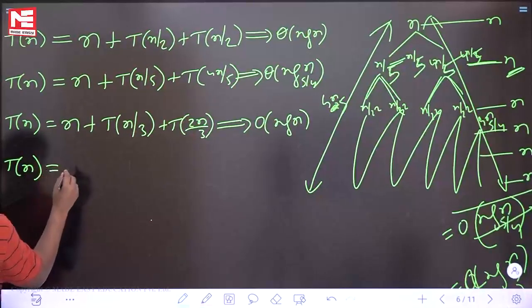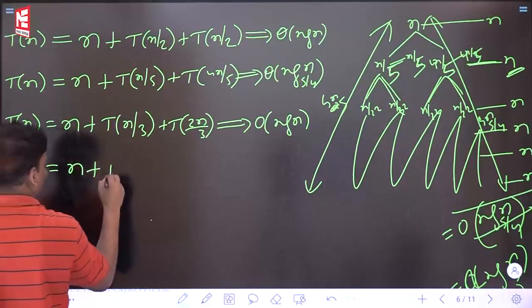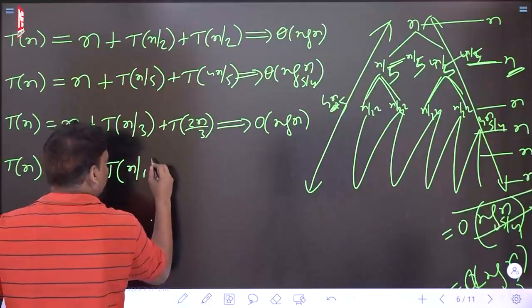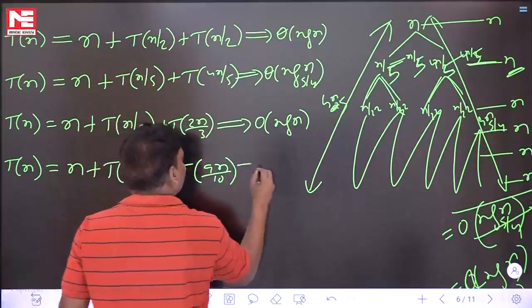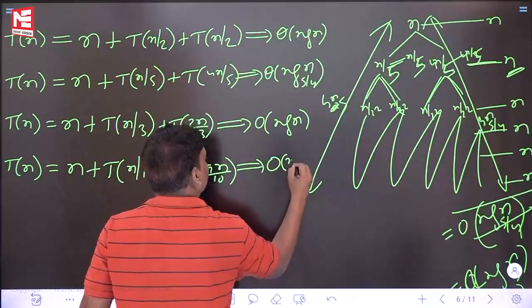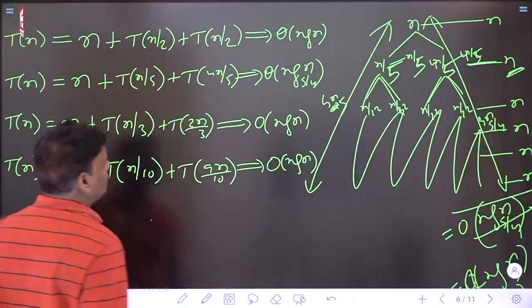Time complexity of quicksort: T(n) is equal to n for partition, right? Plus T(n/10) plus T(9n/10). If you solve this recurrence, if you want, you can check, it is n log n. This is also taking n log n.